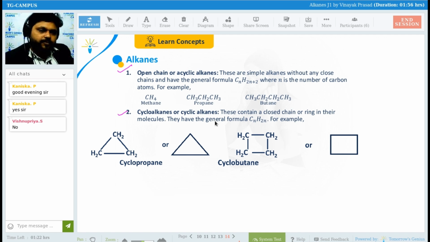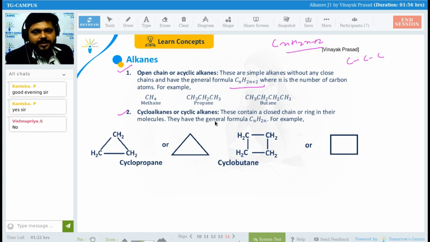Now, open chain or acyclic alkanes. These are simple alkanes without any closed chain and have the general formula CnH2n+2. So open chain will be having what? CnH2n+2. This is the general formula.